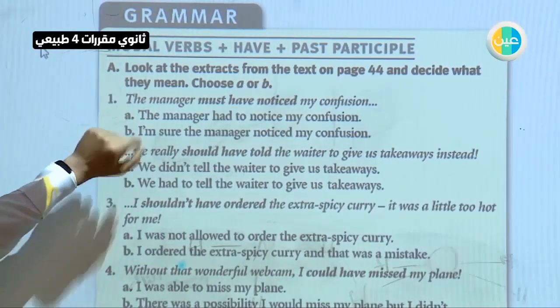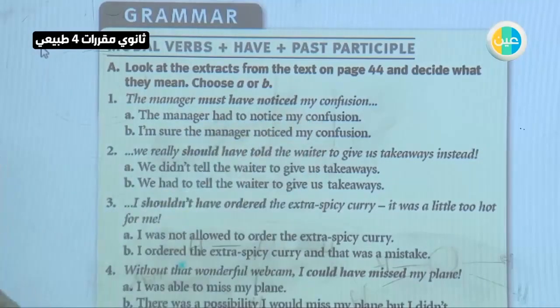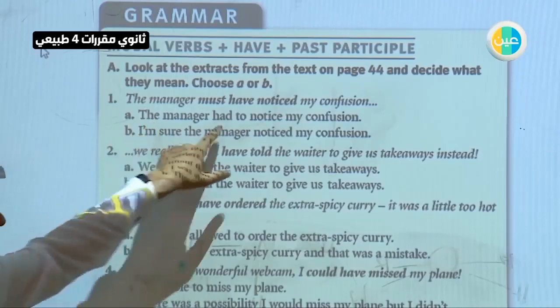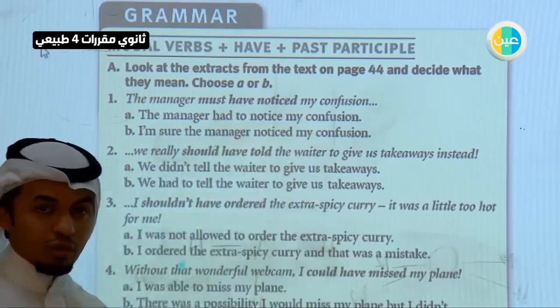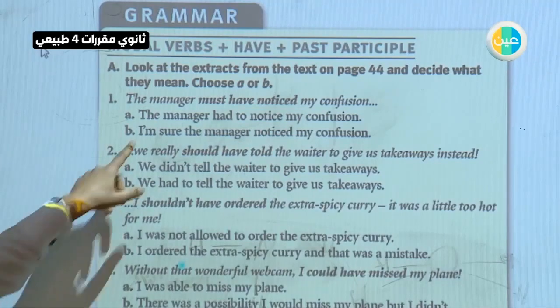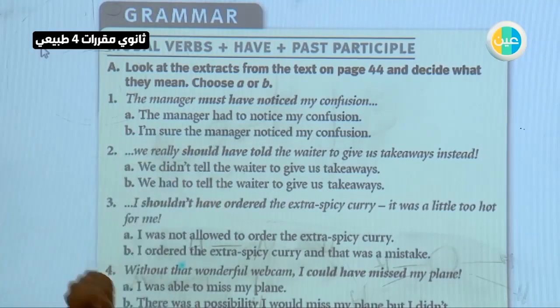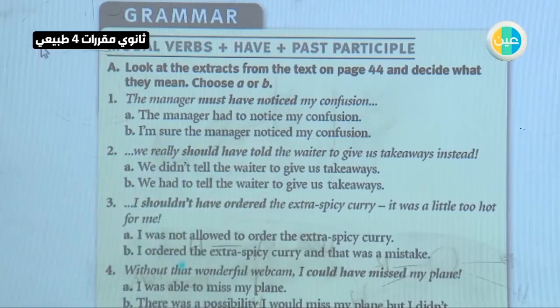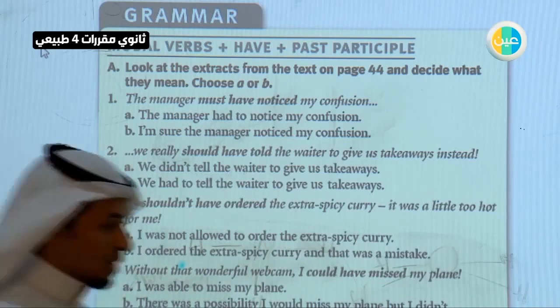When he said that, what did he mean about it? Is it that the manager had to notice my confusion? He was forced to notice my confusion? Or I am sure that the manager noticed my confusion, which is the correct one.